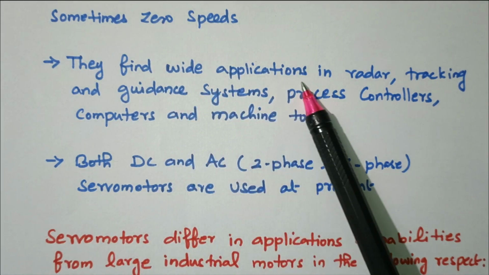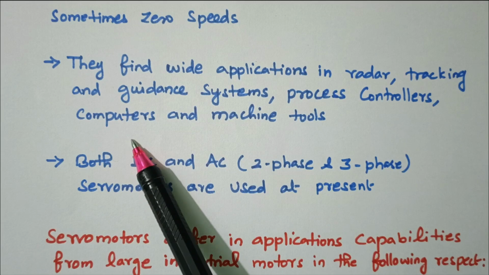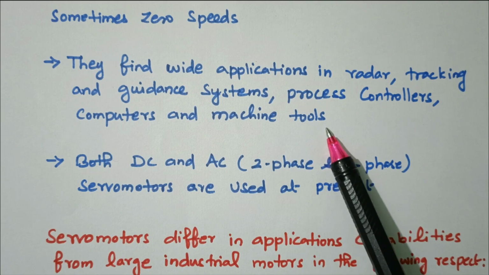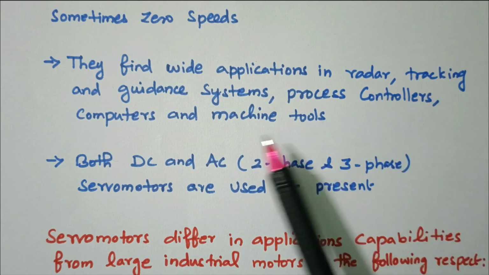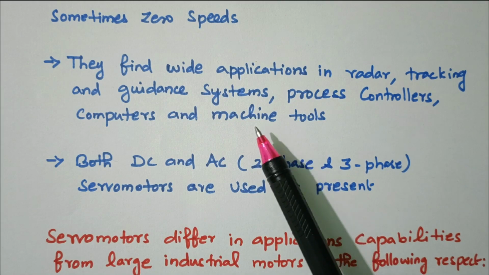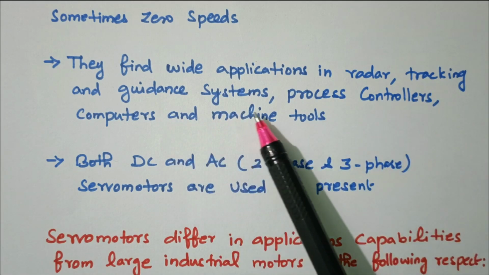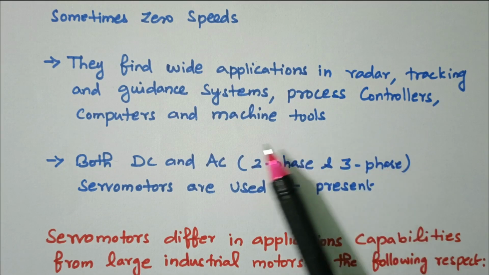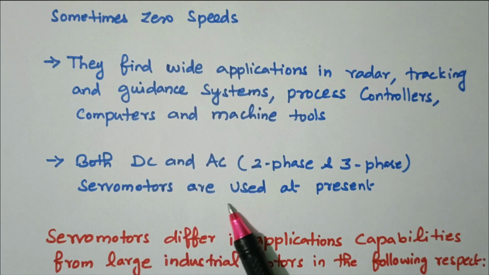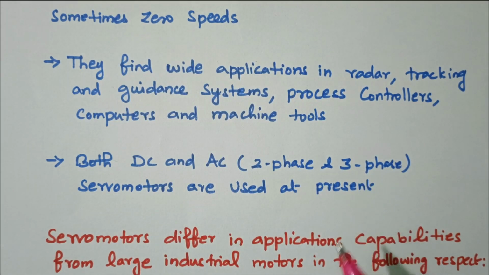They find wide application in radar, tracking and guidance systems, process controllers, computers and machine tools. Wherever we need precision control, we use them, in radar, tracking and guidance. In that, the rotation is not important, just moving the position with high torque. So in tracking and guidance also we use the servo motor, and in process controllers, computers and machine tools. Both AC and DC servo motors are available at present. Two-phase as well as three-phase motors are available.